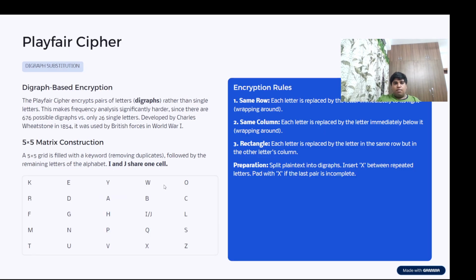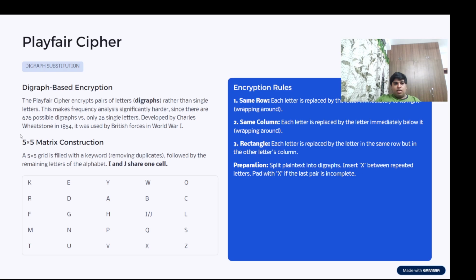Moving on, we come across the Playfair cipher, which comes under the digraph substitution techniques. It uses a digraph-based encryption system in which we encrypt pairs of letters, referred to as digraphs, rather than single letters. This makes frequency analysis significantly harder, since there are 676 possible digraphs versus only 26 single letters. It was developed in 1854 by Charles Wheatstone and was used widely by British forces in World War One.